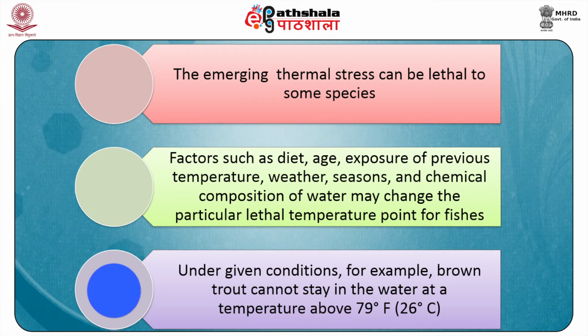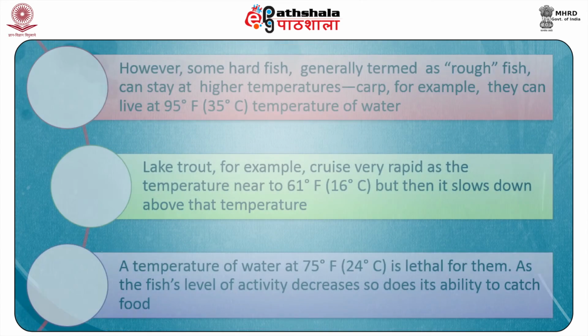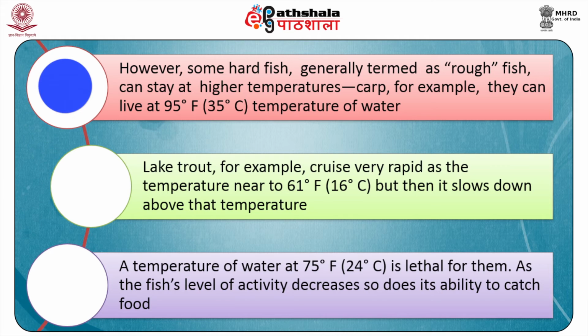Under given conditions, for example, brown trout cannot stay in water at a temperature above 79 degrees Fahrenheit, 26 degrees Celsius. However, some hardy fish, generally termed rough fish, can stay at higher temperatures. Carp, for example, can live at 95 degrees Fahrenheit, that is 35 degrees Celsius water temperature.